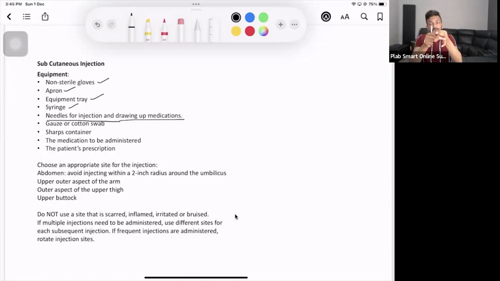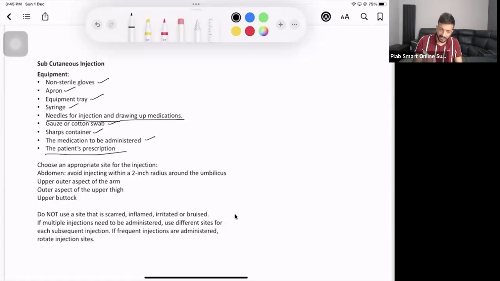One needle I use to withdraw the medicine from the bottle to the syringe. Then I'll take that needle, I'll throw it in the sharps bin, I'll get the new needle, and then I'm going to inject the patient. So don't forget this point, very important point. Gauze, cotton swab, sharps container, obviously the medication, and the patient's prescription.